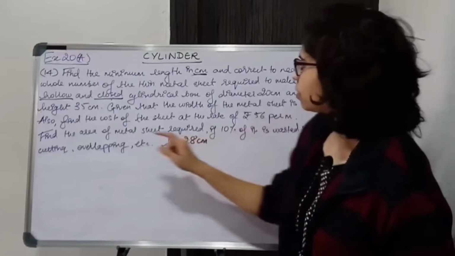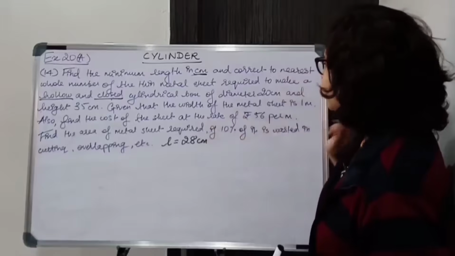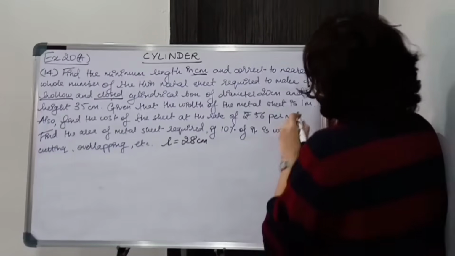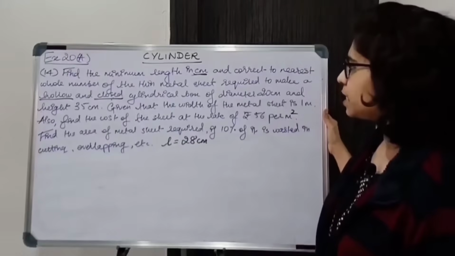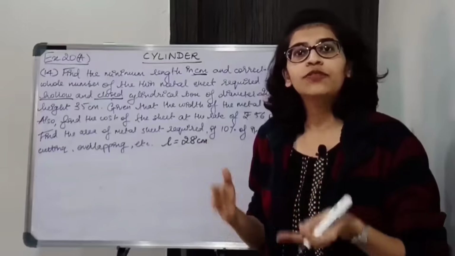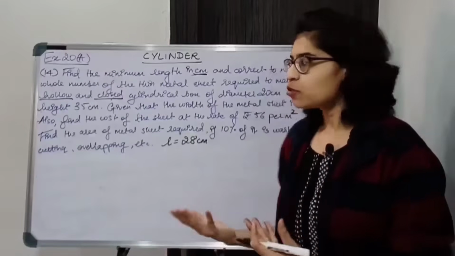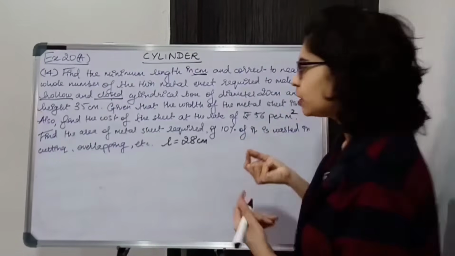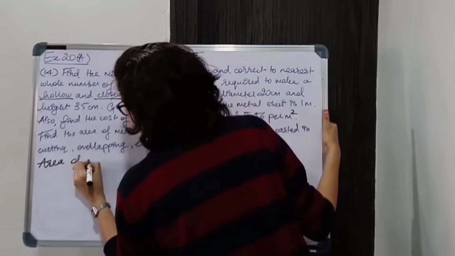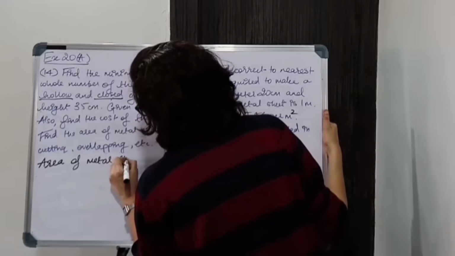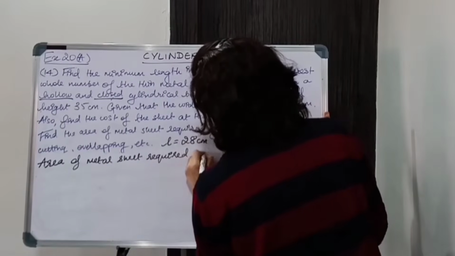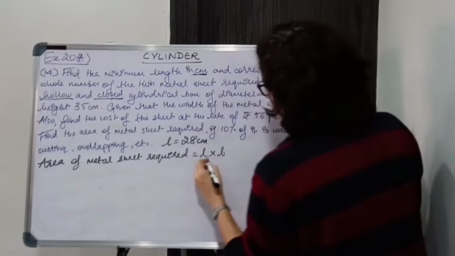We have to find the cost of the sheet at the rate of rupees 56 per meter. It should be meter square. Okay, there is a mistake. We have to find the cost of the sheet. Obviously we are going to find the cost of the area of the sheet. So we have to find the area of the sheet for that. So area of metal sheet required is length into breadth.